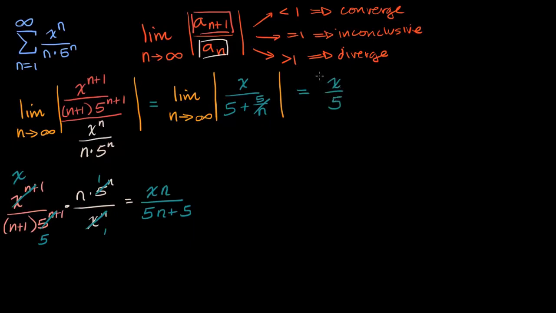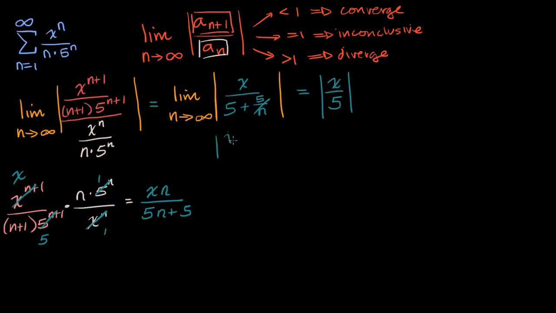This is going to be the absolute value of x over 5. And so now we can think about under which conditions the absolute value of x over 5 is going to be less than 1, and we're definitely going to converge. Under what conditions are we going to be greater than 1 and definitely diverge? And then under what conditions is it inconclusive? So let's just see when we know we can converge.